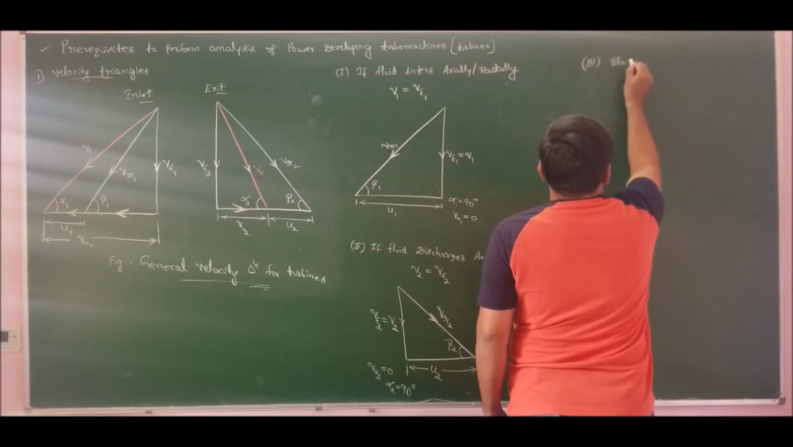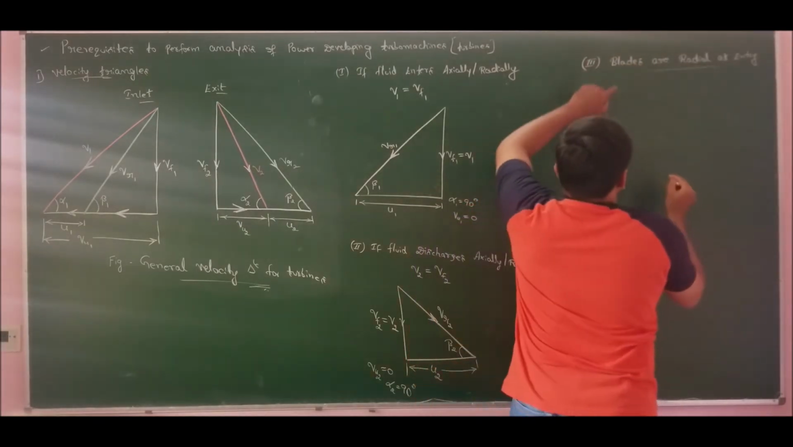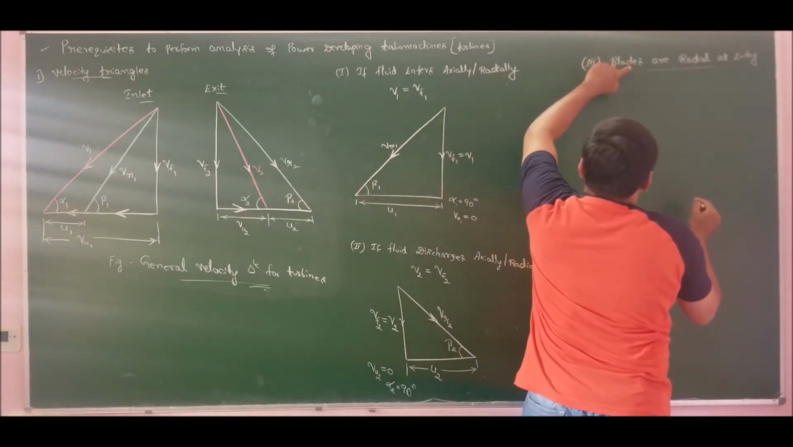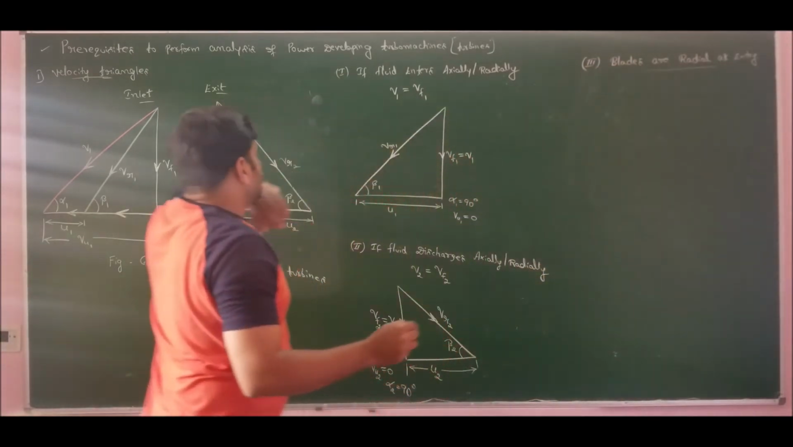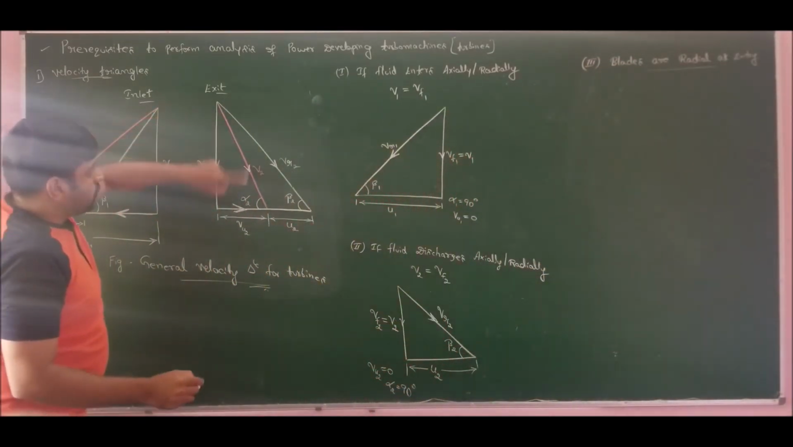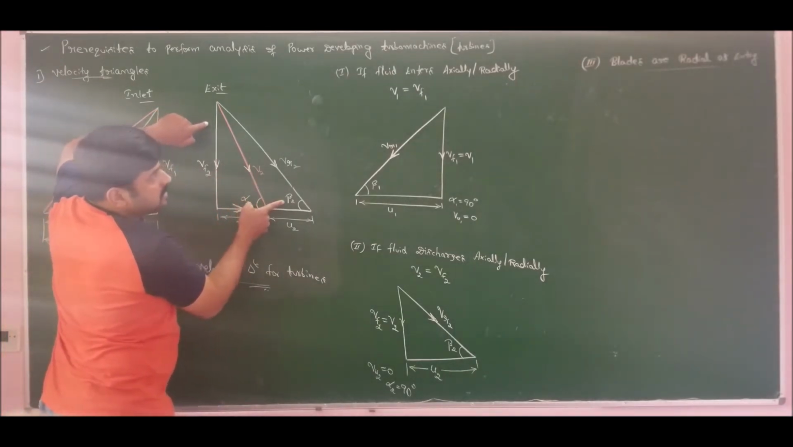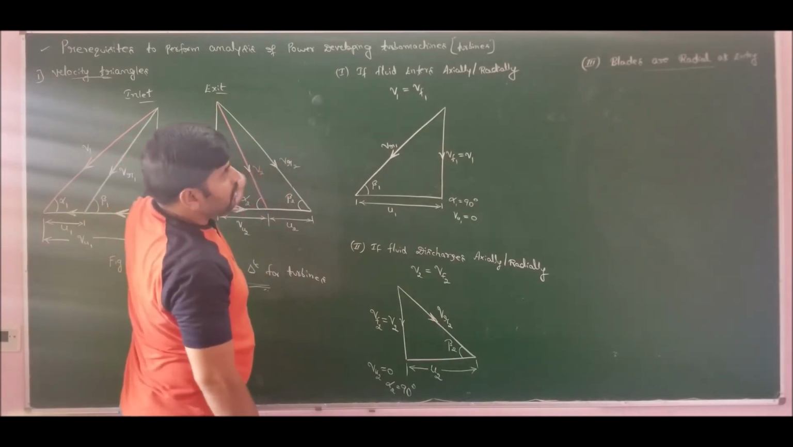Blades are radial at entry. If blades are radial at entry, which component of velocity flows over the blade? That is, the relative velocity flows over the blade. So the angle made by the relative velocity is the blade angle. Therefore this relative velocity should be equal to the radial or axial component.